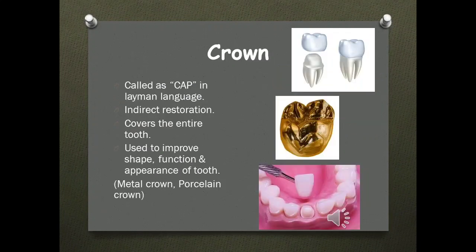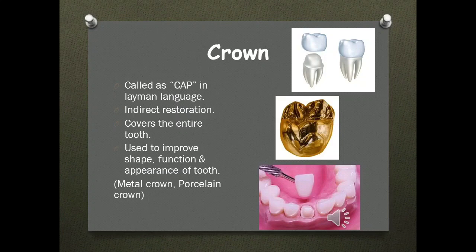A dental crown. A dental crown is an indirect restoration. That is, we require a dental lab for the fabrication and processing of a dental crown. Since the crown covers the entire tooth surface, patients sometimes refer to it as a cap. The main aim of a dental crown is to improve the shape, function and appearance of the natural tooth.